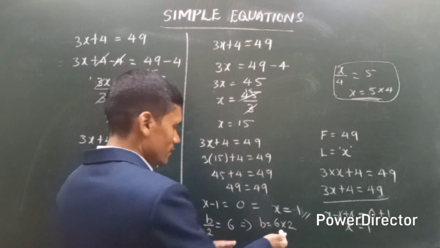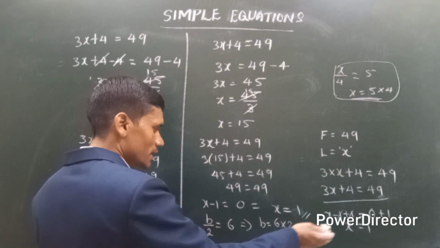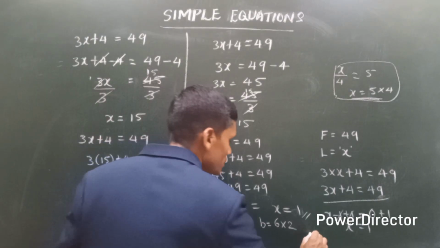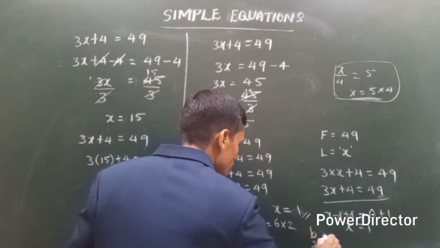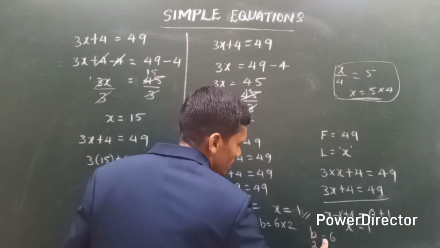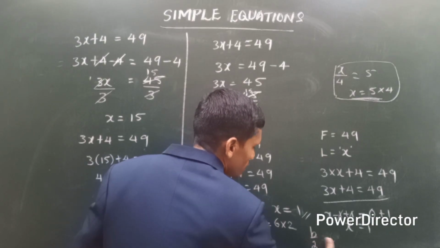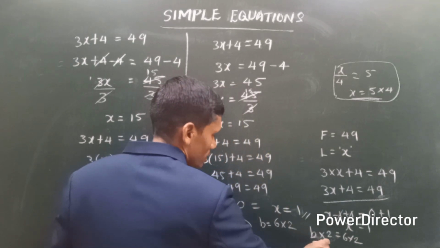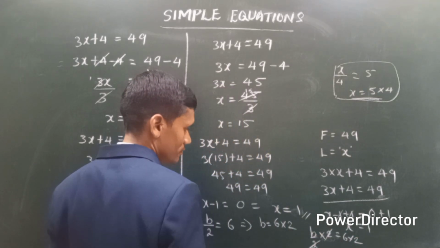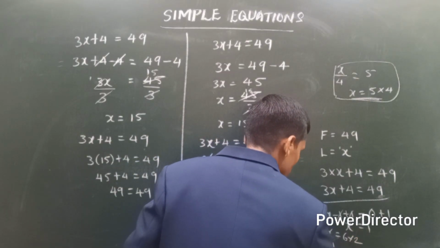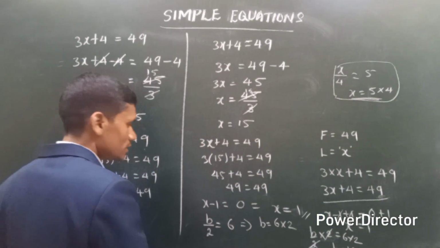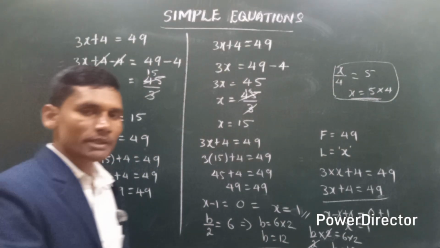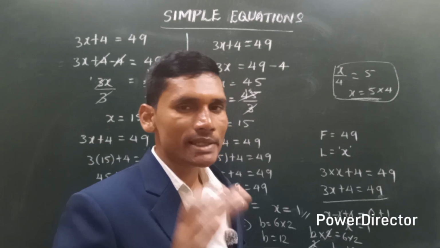Next here, apart from the transposing method, if you are operating on both sides, RHS and LHS, what will be the first step? B by 2 is equal to 6 they have given, right? What is the first step then? You have to multiply by 2 on both sides. Here also 6 into 2. See, here 2 ones go. So what remains? 6 twos are 12. B equal to 12. See, either you go for this method or that method, both will give the same value.